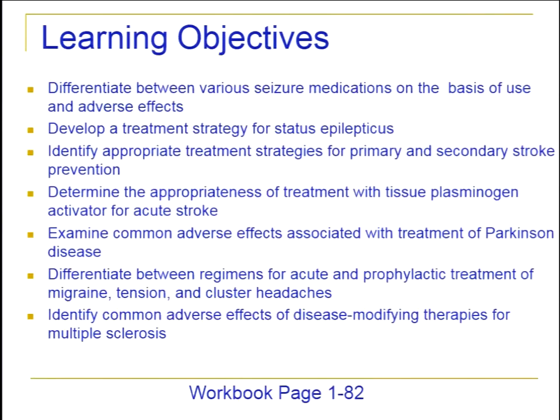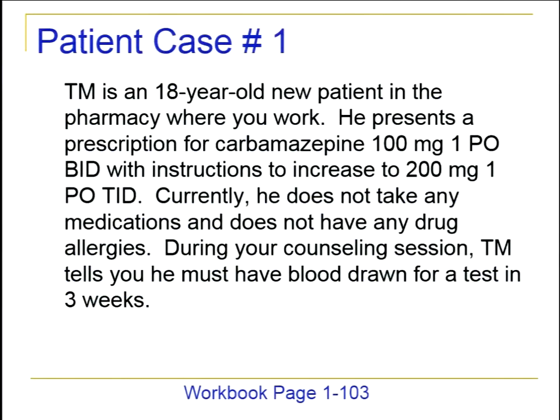I have nothing to disclose, and we're going to go on a whirlwind tour of neurology. So let's start with our first case. TM is an 18-year-old new patient in the pharmacy where you work. He presents a prescription for carbamazepine 100 milligrams BID with instructions to increase to 200 mg TID. Currently, he doesn't take any medications and does not have any drug allergies.